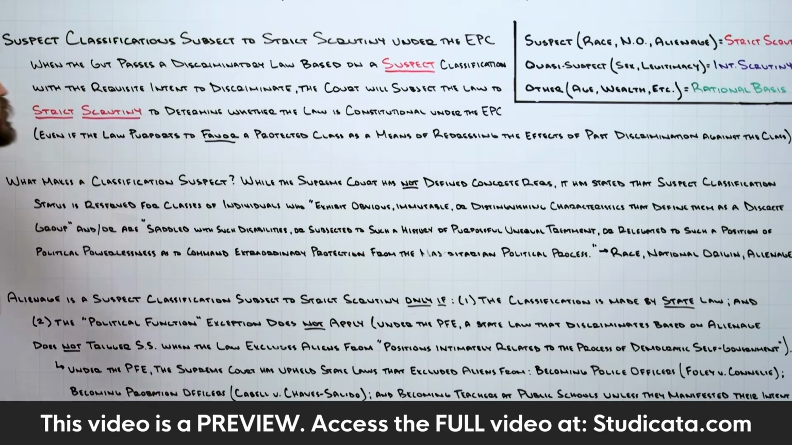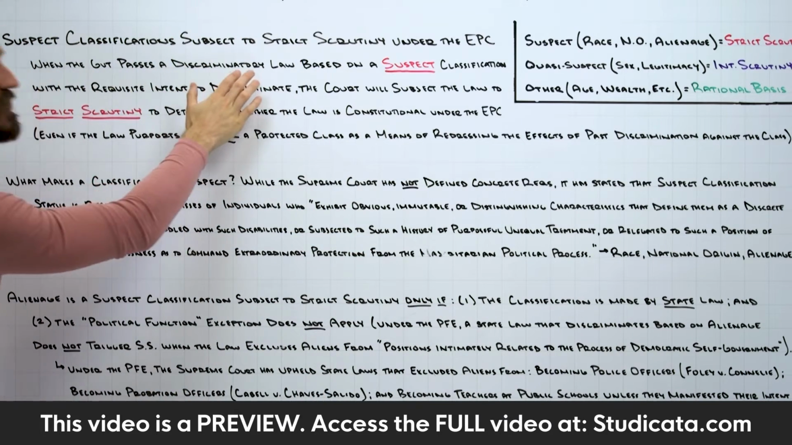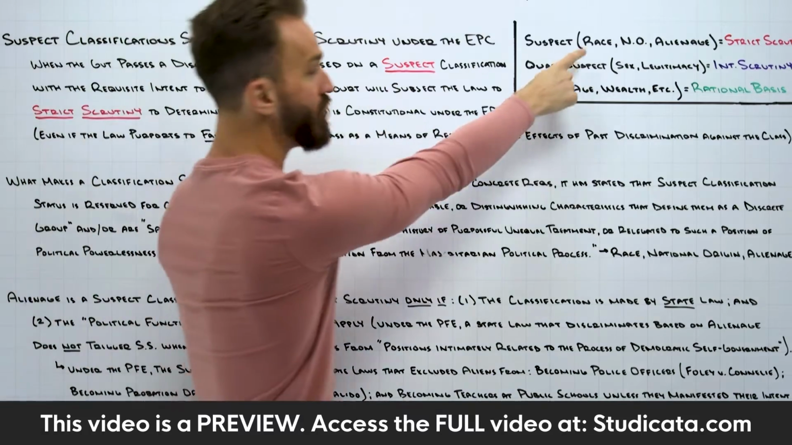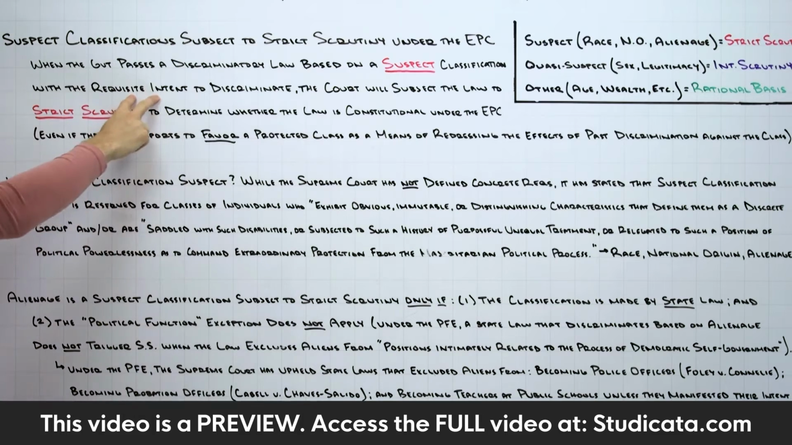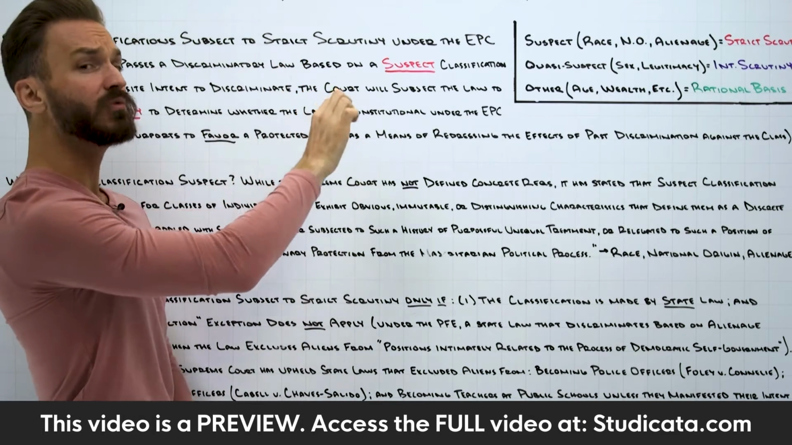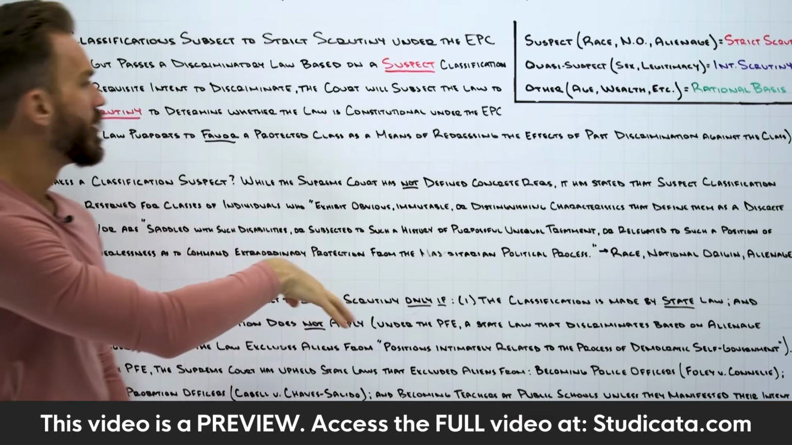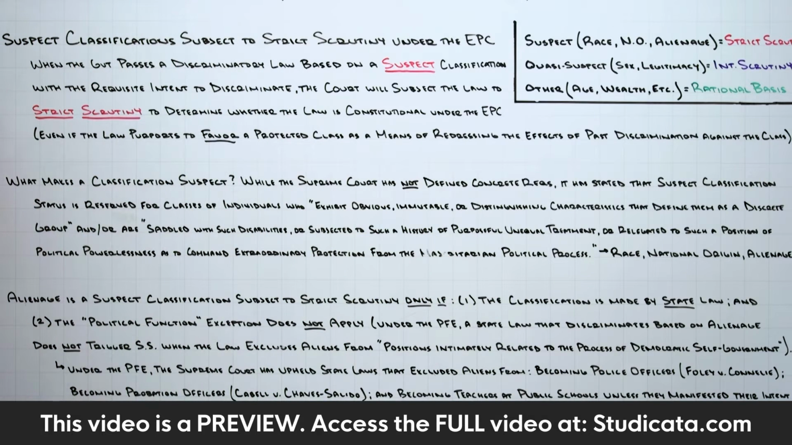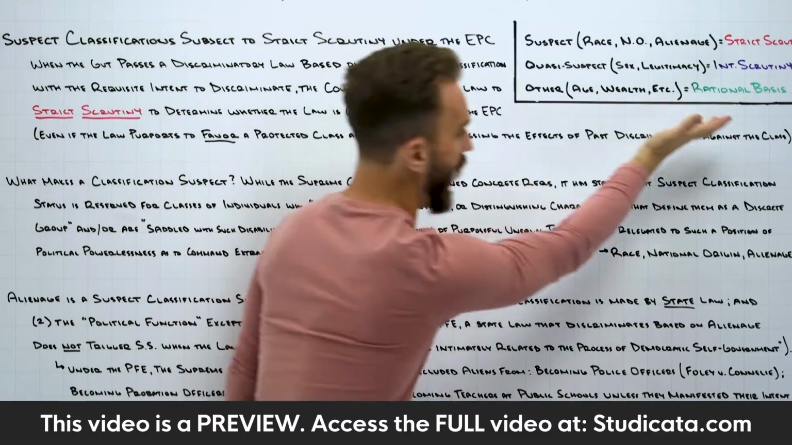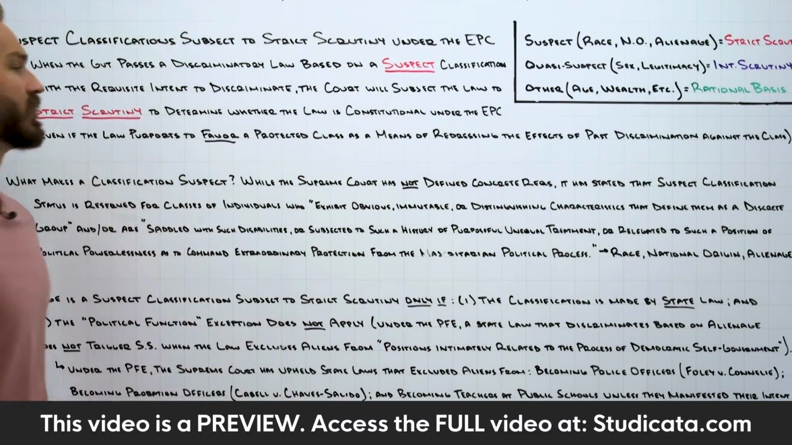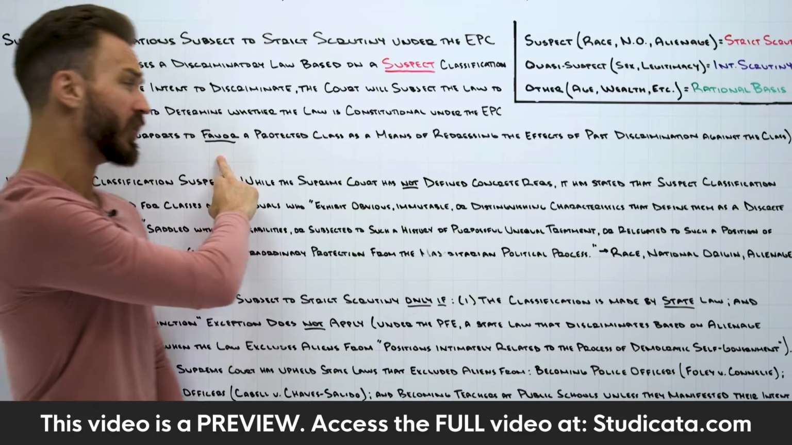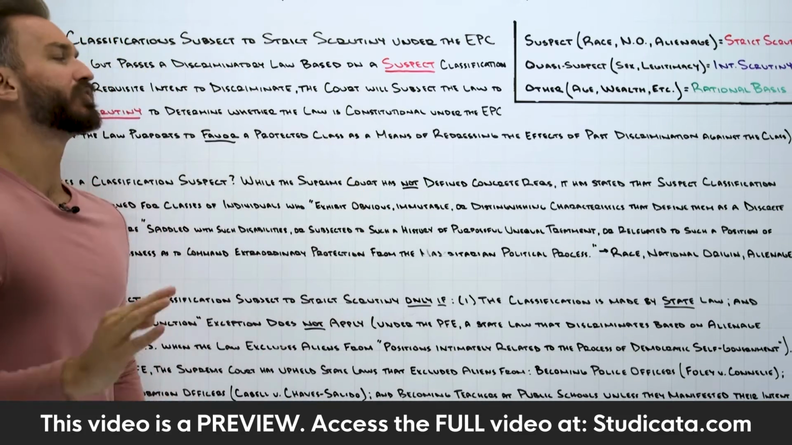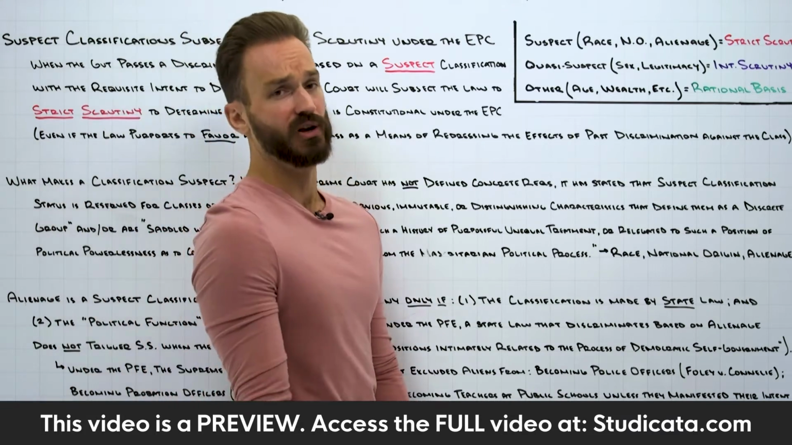Okay, so from a big picture, when the government passes a discriminatory law based on race, national origin, or alienage with the requisite intent to discriminate, and remember we talked about the governmental intent requirement in a prior lesson, the court will subject the law to strict scrutiny, our highest standard of review, to determine whether the law is constitutional under the Equal Protection Clause, even if the law purports to favor a protected class as a means of redressing the effects of past discrimination against the class.